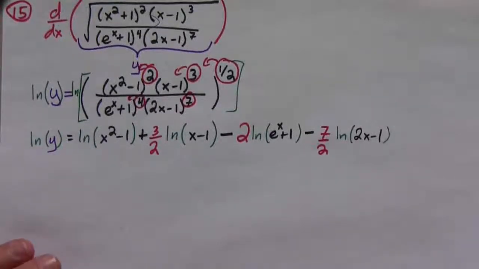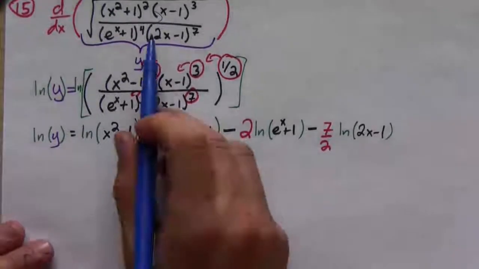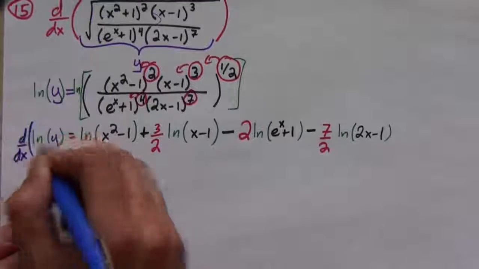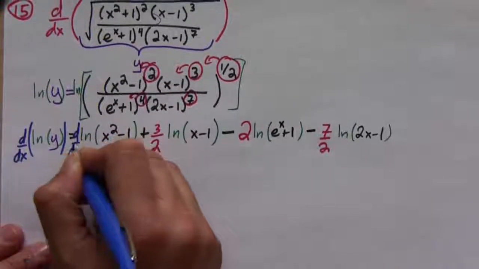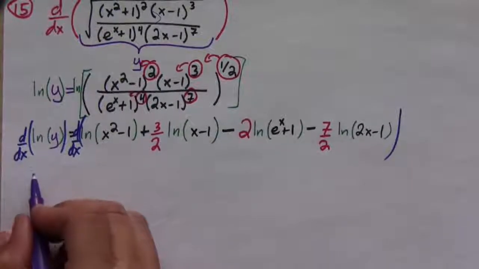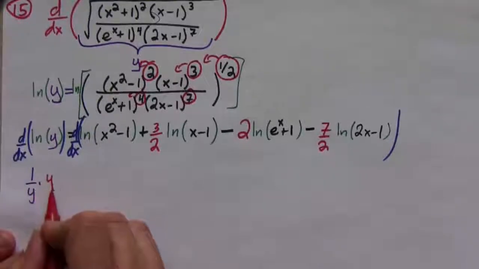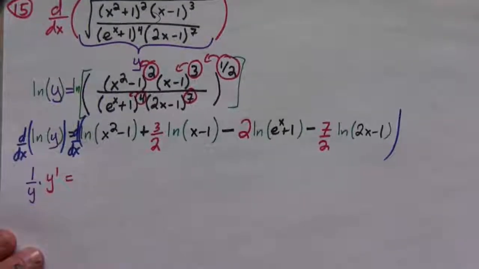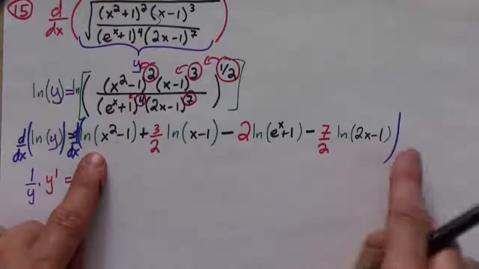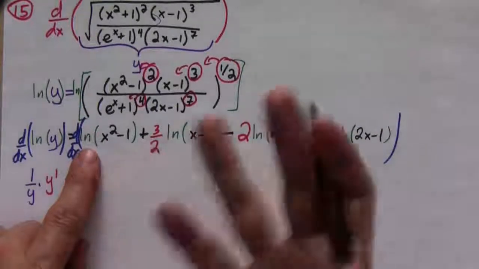Now this looks terrible, but it's really not that bad, especially if you compare that to what it would have been. So then we get the derivative of both the left side and the right side. And on the left side, the same as in the last problem, we're going to have 1 over y times y prime times, now each one of these logs are going to have very similar derivatives, or at least you're going to do it the same way.